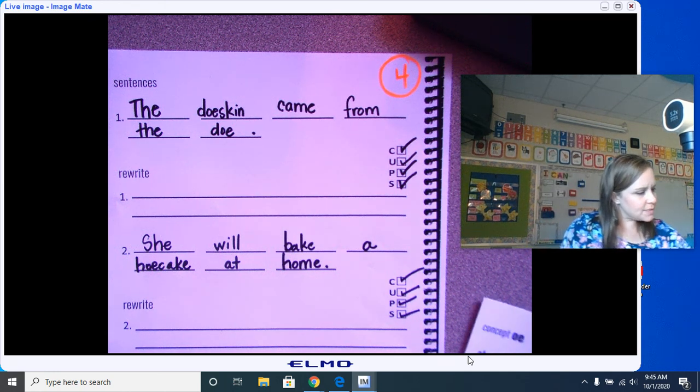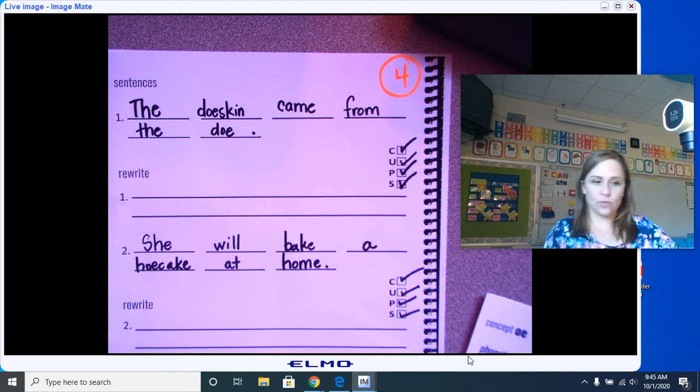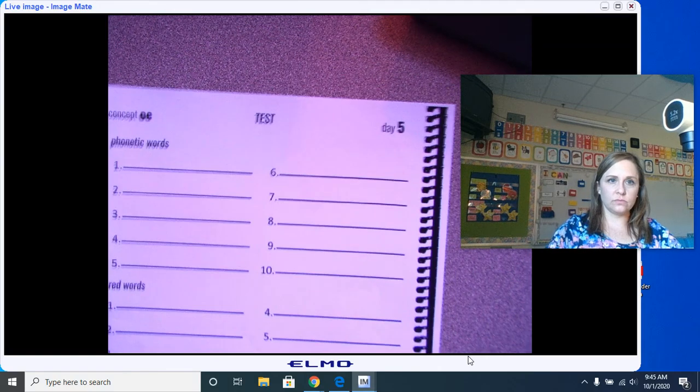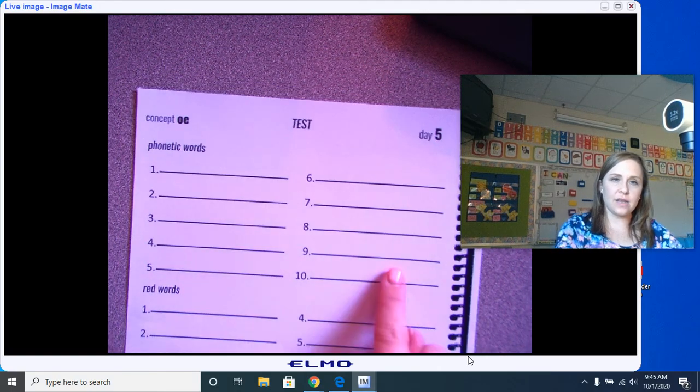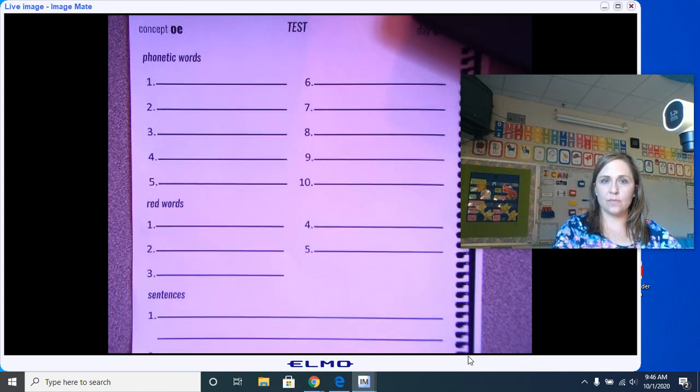And for our practice spelling test today, we are going to do 12 words in one sentence, okay? So we'll have 10 phonetic words. That means you can sound them out. We're going to have 2 red words, and then we're going to write one sentence.